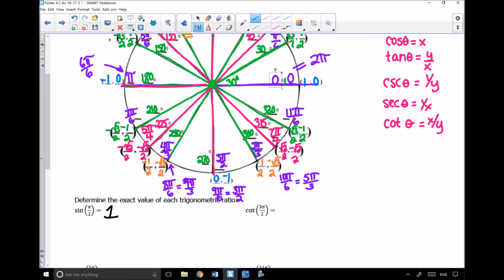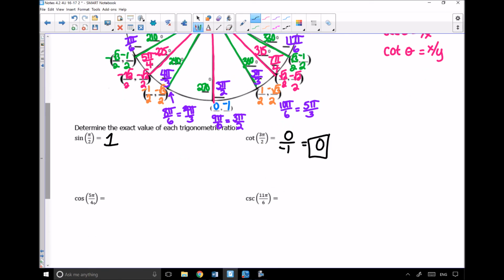Okay? The next one that I need to do is the cotangent of 3 pi over 2. So remember, we figured out that cotangent is x divided by y. So right here, I'm going to take my x value, which is 0, and divide it by y, which is negative 1, so I end up getting 0. Okay? The next piece says to find the cosine of 5 pi over 4. So I'm going to go to 5 pi over 4 right here on my unit circle, and cosine I know is x, so I'm going to write down my x value.